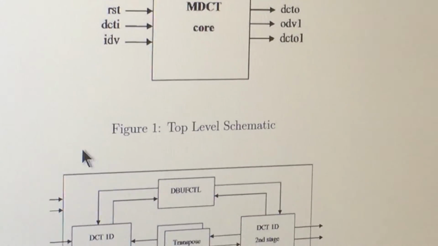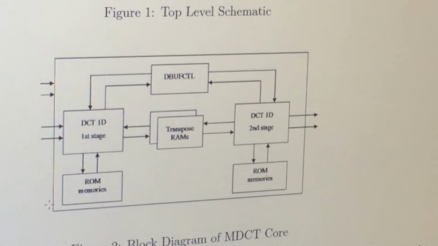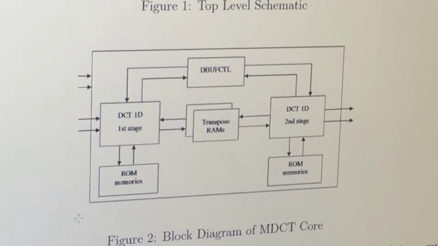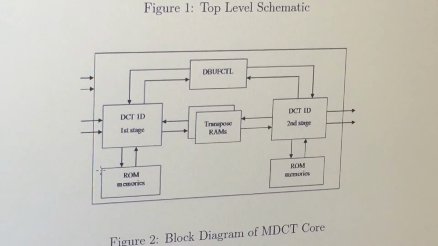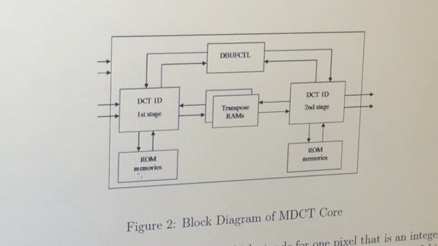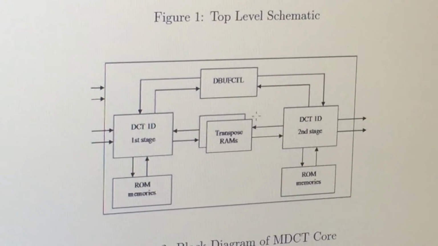We use two features to improve the efficiency of our algorithm. First, we use a distributed algorithm to store the transform matrix in the ROM. So in that case, we can avoid multiplication and accumulation during calculation. And also, we use two transform RAMs here.